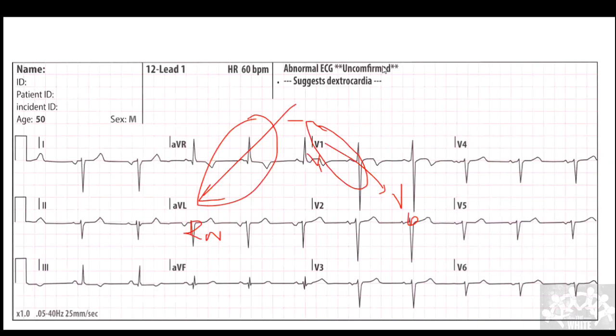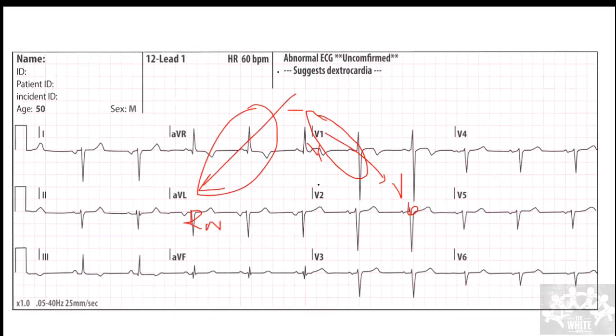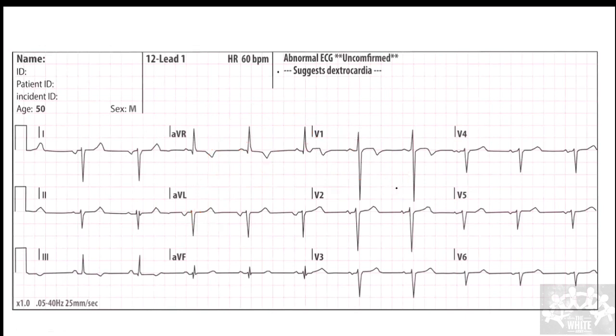In which leads is R wave progression normal? Is R wave progression completely normal in dextrocardia or reversal? Reversal, yes. You all understood why it is normal, no? If you have understood, I'm very happy. So this is what is happening, correct? Now we'll see the same thing here, fine?